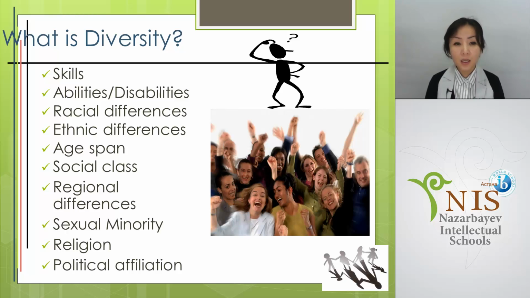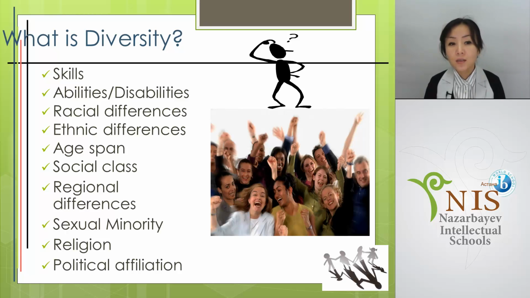Diversity here is explained as skills, abilities or disabilities, racial differences, ethnic differences, age span, social class, regional differences, sexual minority, religion and political affiliation. So it is very difficult to explain to kids, for example, political affiliation or regional differences. They can see it themselves, for example, around themselves in their environment.